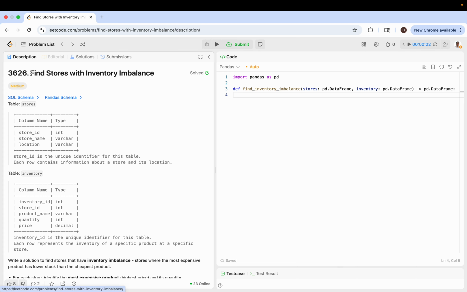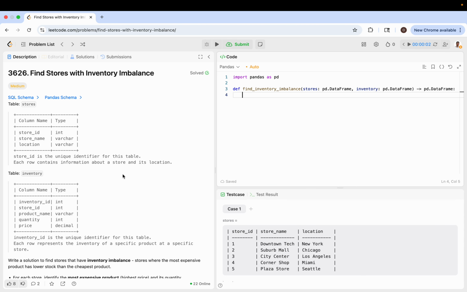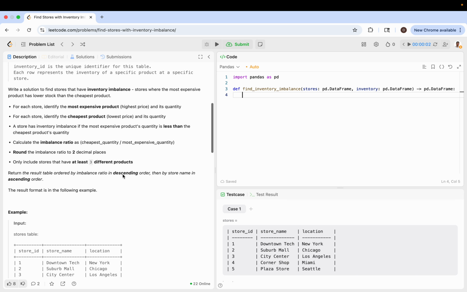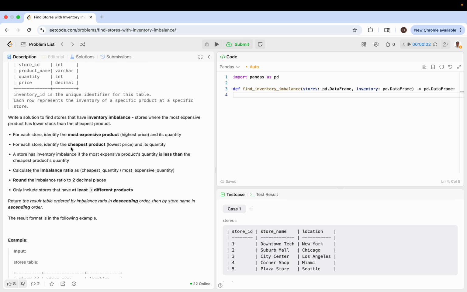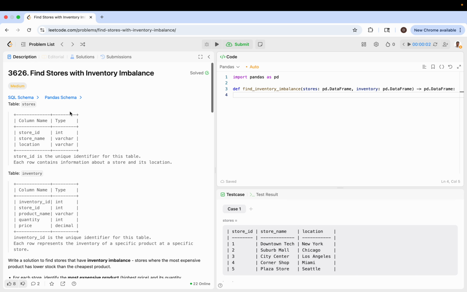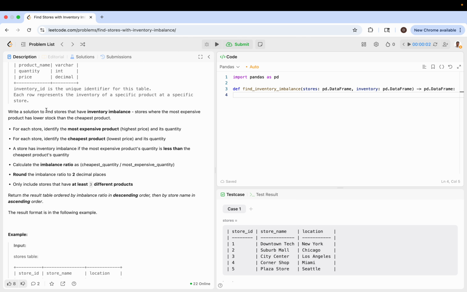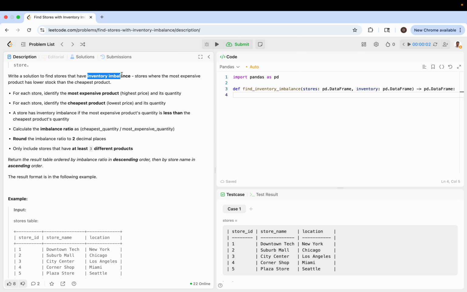This one is called Find Stores with Inventory Imbalance. I think this is actually the latest question on Leetcode so far. So let me show you how I did it and let's go over it. So basically what they're asking you to do is to write the solution to find stores that have an inventory imbalance. You just have to follow each step, as I said.